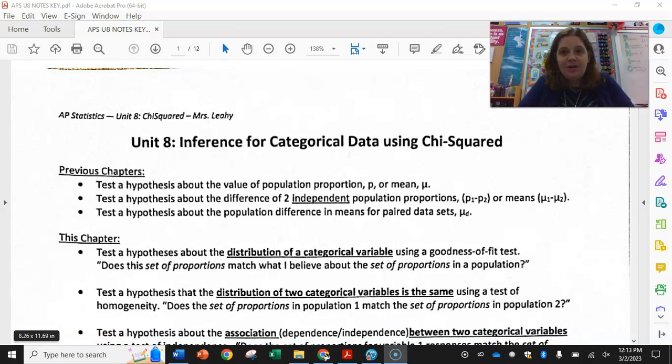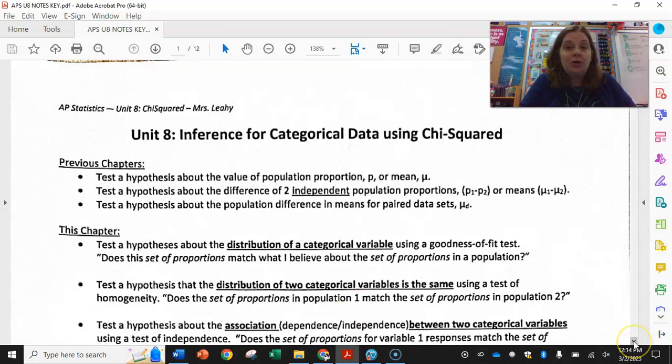Hello, AP Stat. Let's talk a little bit about the chi-squared distribution today. In previous chapters, for example, in our last unit, we talked about means. In Unit 6, we talked about proportions. So we have talked about testing hypotheses about one population proportion. We have talked about testing hypotheses about two proportions and two means. And we've talked about the difference between paired data sets.